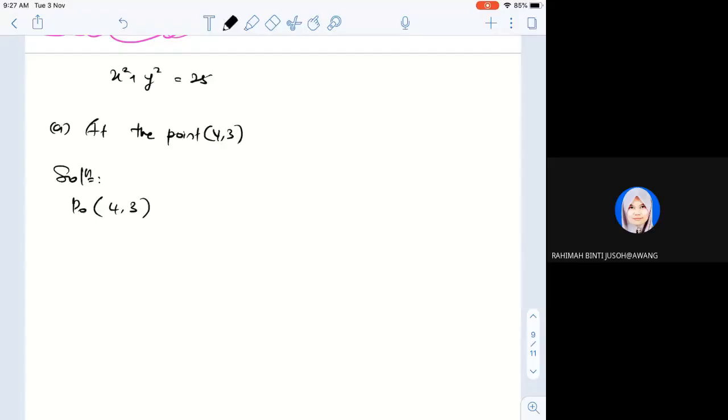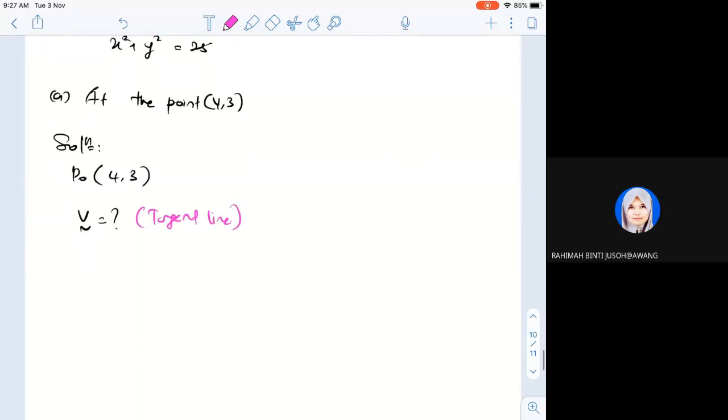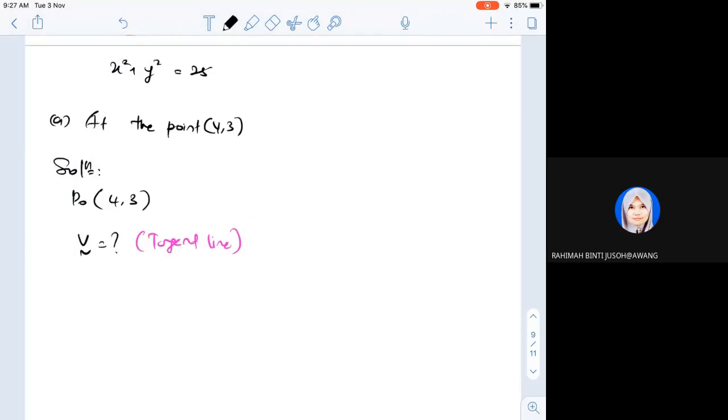So now, in order to form the equation of line, we need to find the parallel vector, right? We don't know the V. But it said that the V is the tangent line. So we refer to the tangent line in order to get the parallel vector. Okay, so the tangent, you're going to differentiate. We have x squared plus y squared equals to 25.